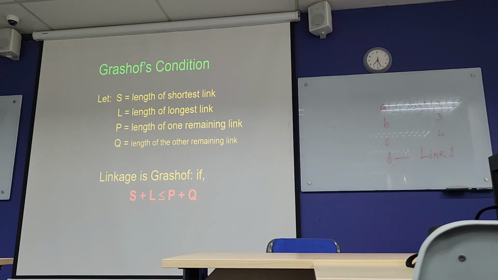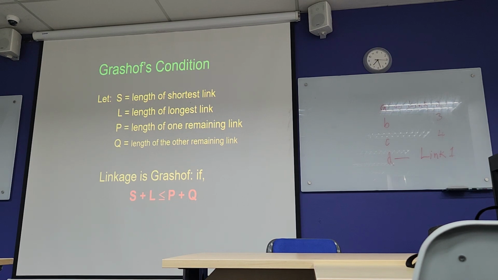You are going to apply this because based on this condition, you can choose the dimensions of your link lengths. That means you will have some freedom to decide what the lengths should be. We don't give you all the links. The mechanism will be given, some dimensions will be given. The rest of the dimensions you can fix yourself by applying Grashof's condition. So the shortest length plus the longest length must be less than or equal to the total length of the two remaining links.